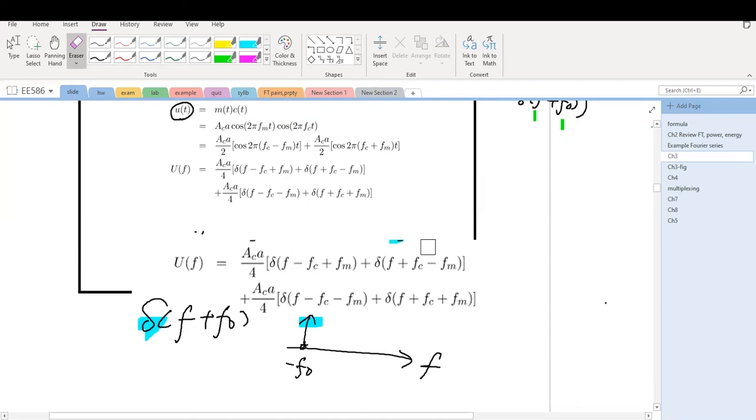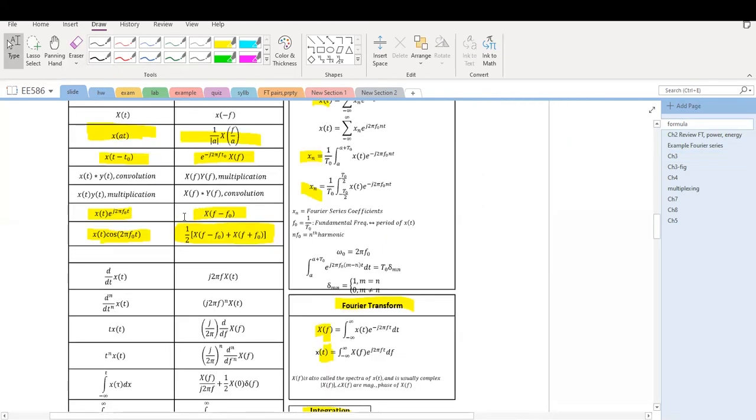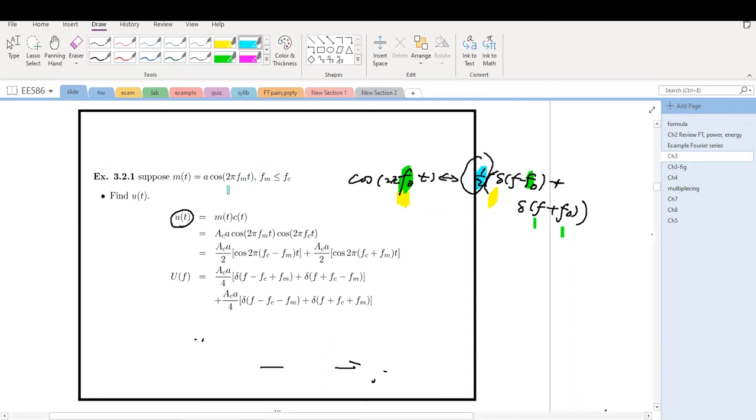We can also use the modulation property directly. So the modulation property is also listed in our formula sheet here. x(t) cosine 2 pi f naught t in the time domain has this form in the frequency domain. Now, if we want to use the modulation property here, this is c(t), and for c(t) here, we have the magnitude Ac, so don't forget that. Then we want to find out what is M(f).